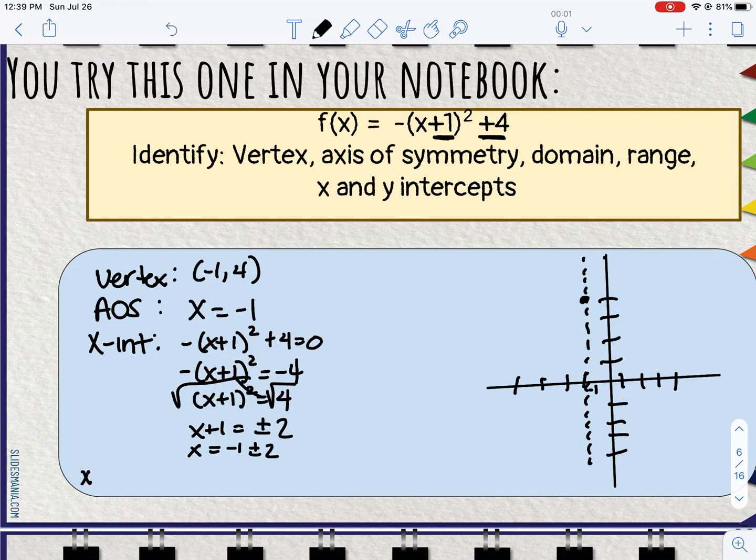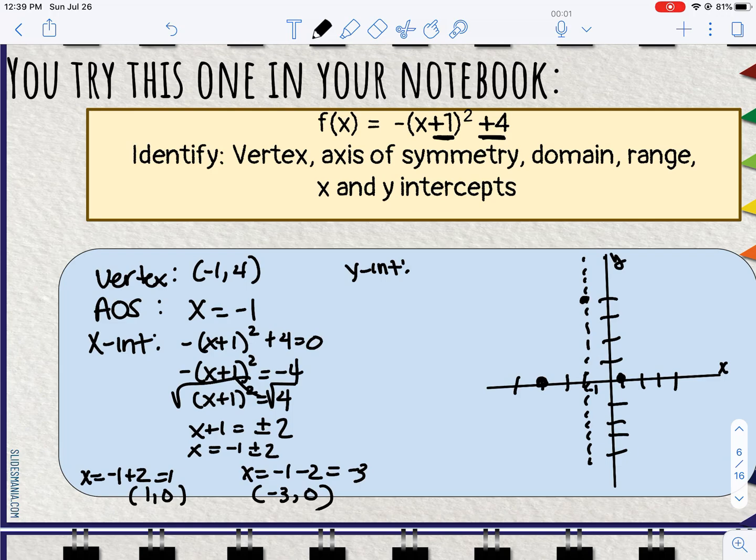So I know one of them would be negative 1 plus 2, which makes 1. So the intercept would be 1, 0. I also know that if I do negative 1 minus 2, I would get the second one, which is at negative 3. So that would be negative 3, 0. So make sure you're writing those intercepts as coordinates. So I'm at positive 1 and 1, 2, 3, and negative 3. Those are my x-intercepts.